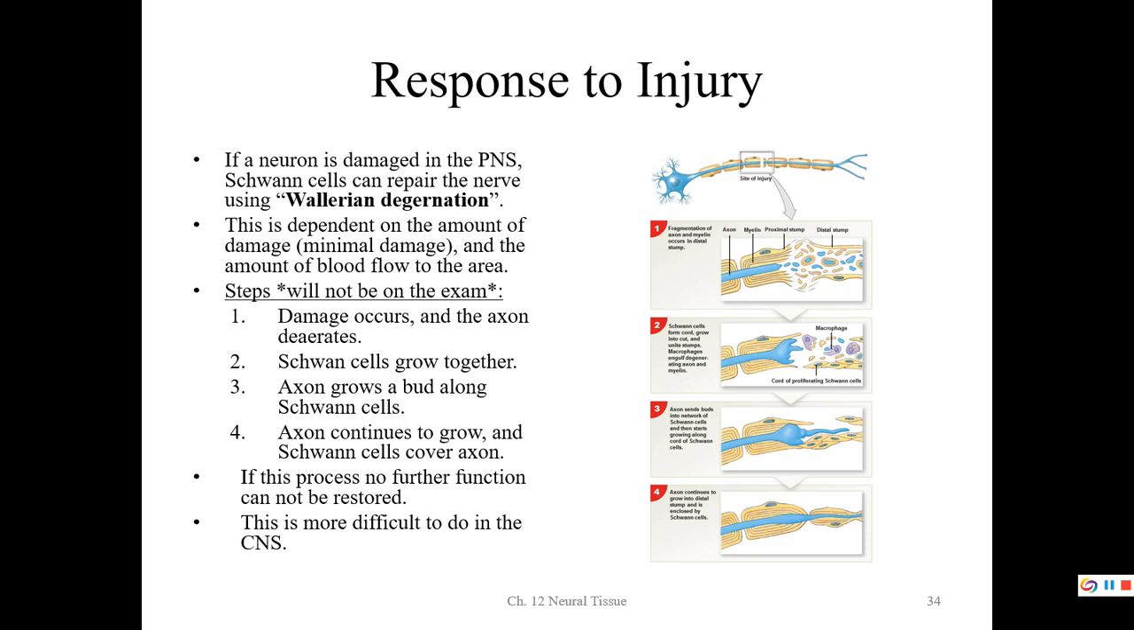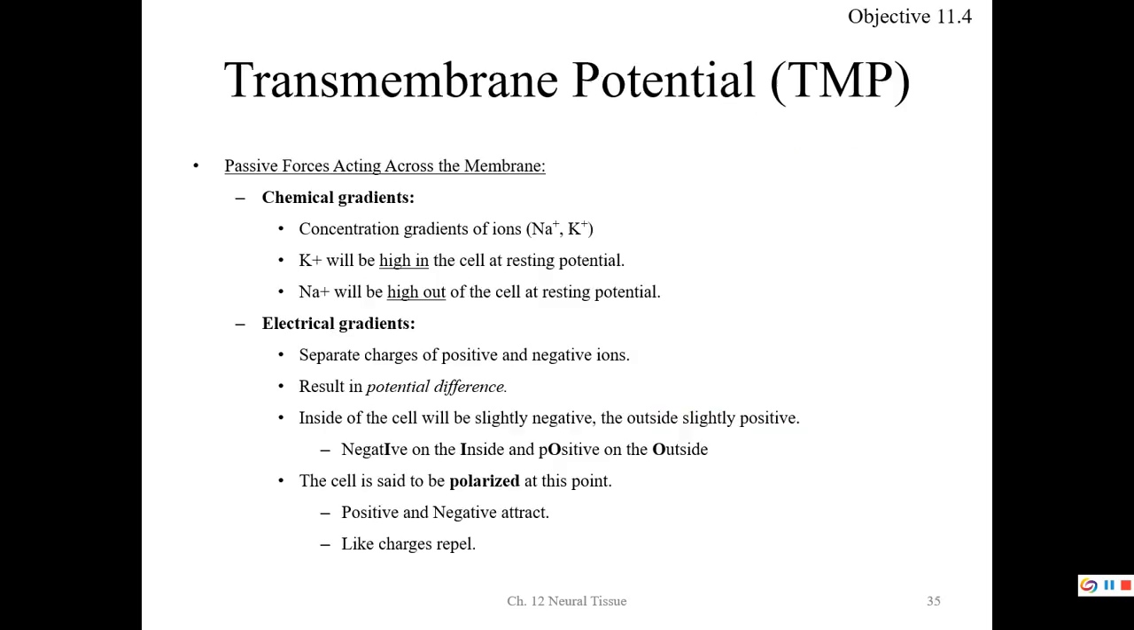Now, if the damage occurs, the axon degenerates. The Schwann cells will grow together. This is PNS, Schwann cells. The axon will grow a bud along their Schwann cells. And those buds will grow together, and the axon will grow back together, and the Schwann cell will cover it. If the process can go no further, it will not be restored. But it's very difficult to do this in the CNS with brain damage.